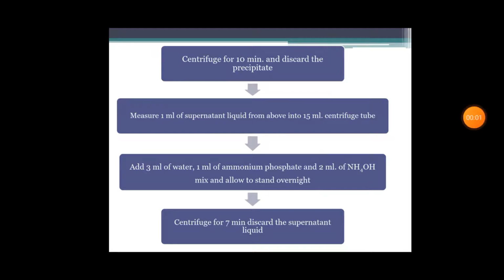Then add 3 ml of water, 1 ml of ammonium phosphate and 2 ml of ammonium hydroxide. Mix it and allow it to stand overnight. Now next day, centrifuge for 7 minutes and discard the supernatant liquid.